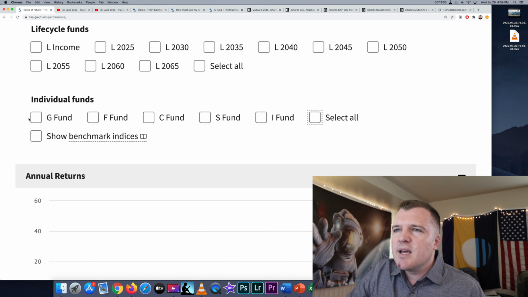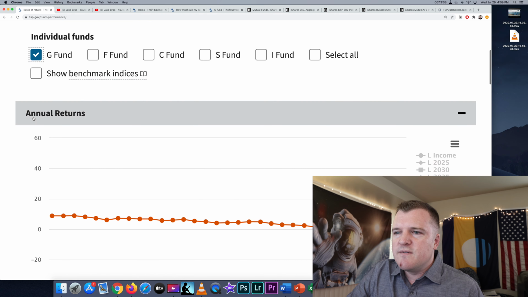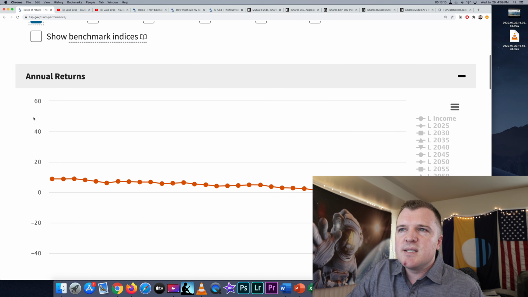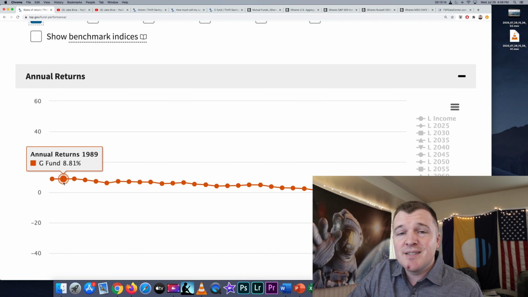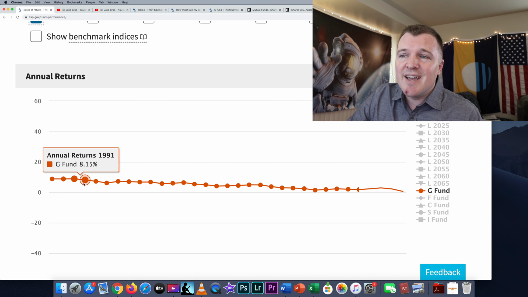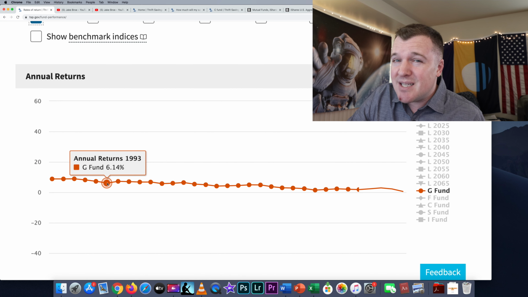Let's see here. And let's just do the G fund. So this is the annual percent return of the G fund. You know, in the 80s, it was pretty decent. 8% guaranteed 8%.